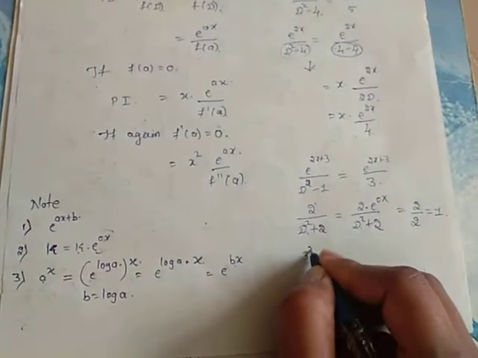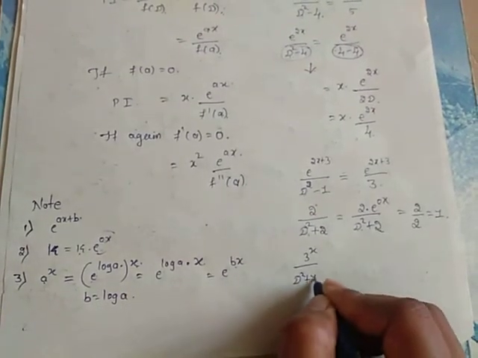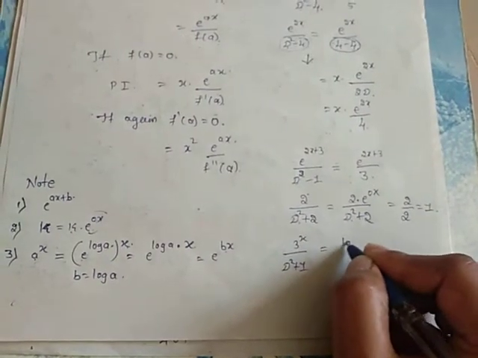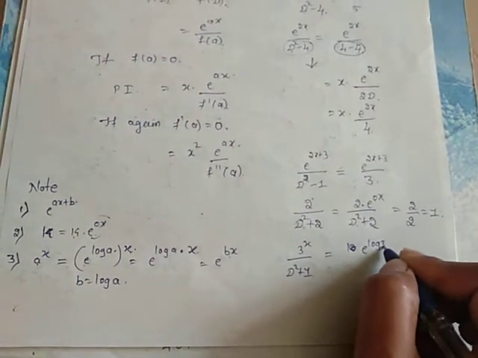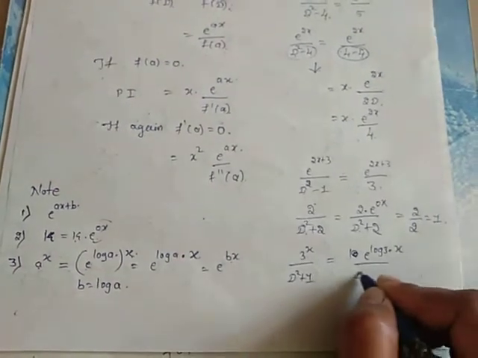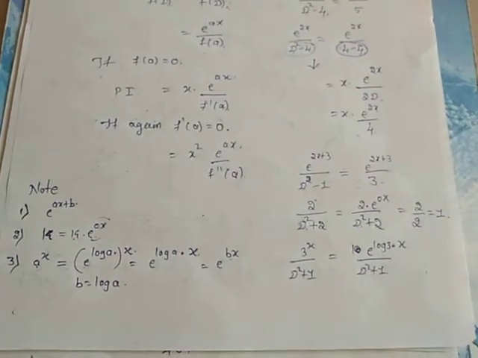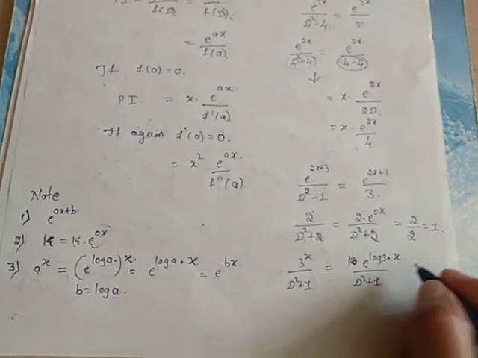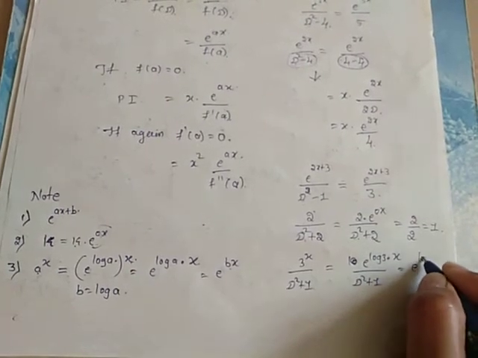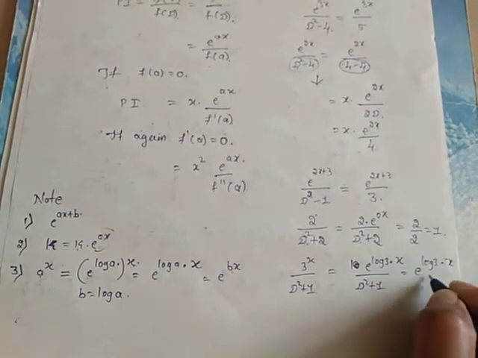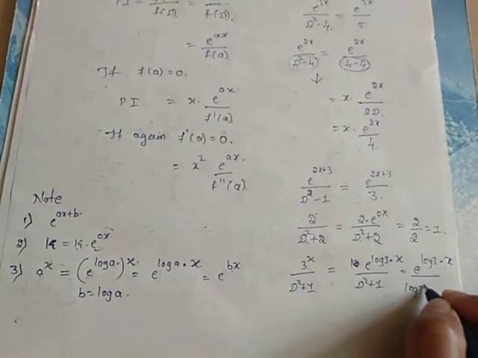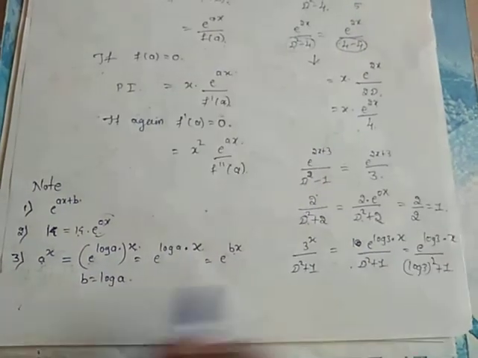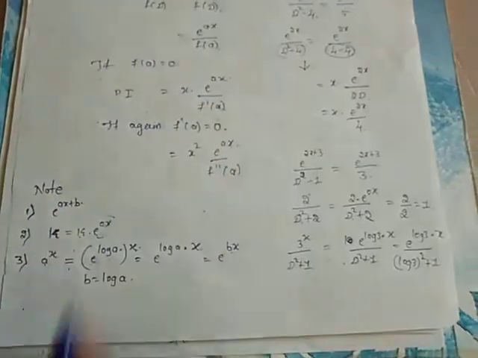For example, 3 raised to x divided by d square plus 1. You just have to write down the 3 raised to x as e raised to log 3 into x divided by d square plus 1. Replace d by b, where the b is log 3. So e raised to log 3 into x divided by log 3 whole square plus 1. That is the procedure to solve the a raised to x. That also comes under type 1.